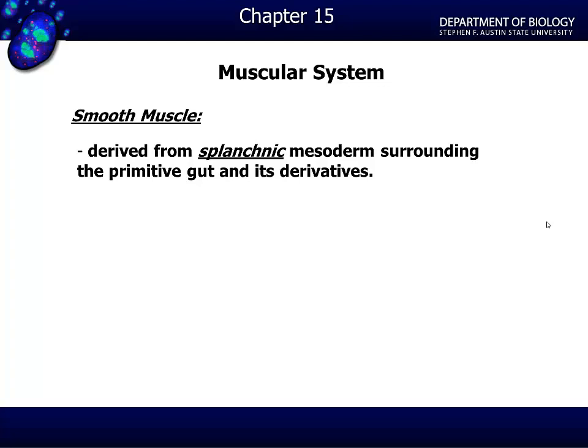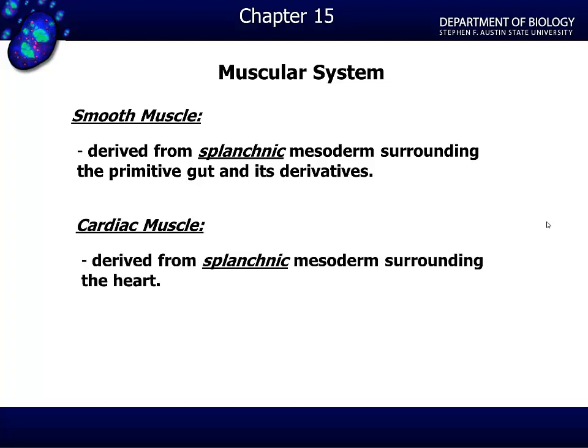Now that was all about skeletal muscle. We have 2 other types of muscles, smooth and cardiac muscle, and both of these are going to be derived primarily from splanchnic mesoderm. Now for our cardiac muscle in our chapter 13, we already went into all the different tissues that are used to derive the heart, so we're not going to expand on that here.